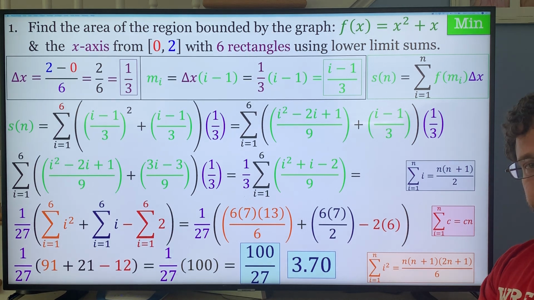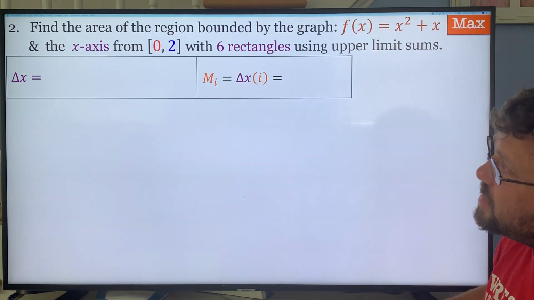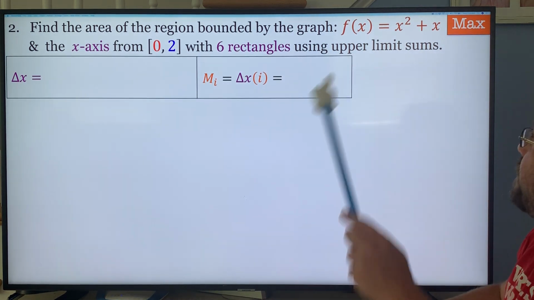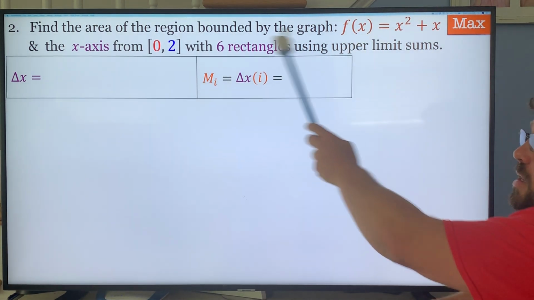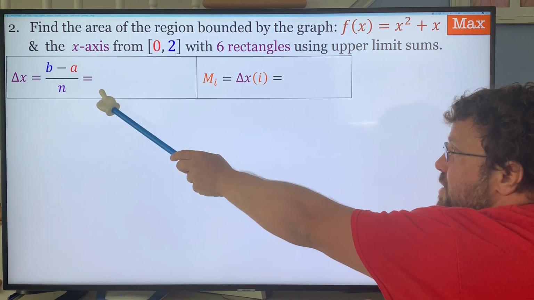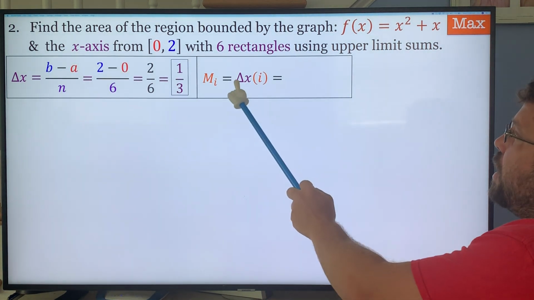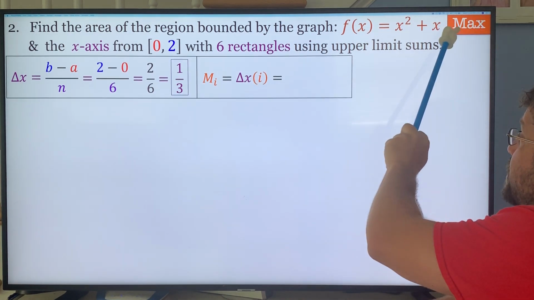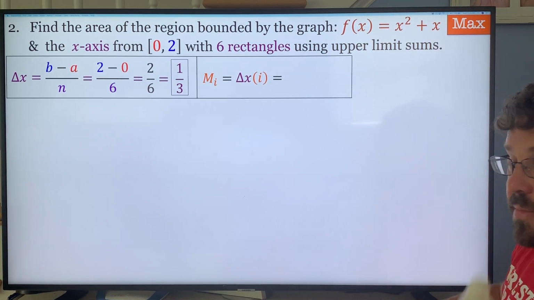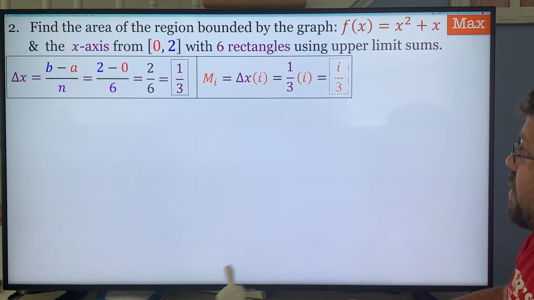All right? Now, that's the minimum. What we're going to focus on now is the maximum. So the area of the region bounded by the graph, same exact formula, same exact delta x here, which is 1/3. Now, delta x times the maximum uses i, not i minus 1. So it's just 1/3 times i, or i over 3.